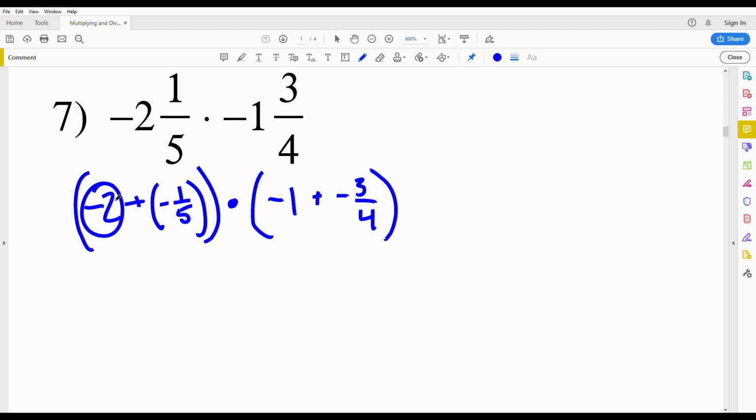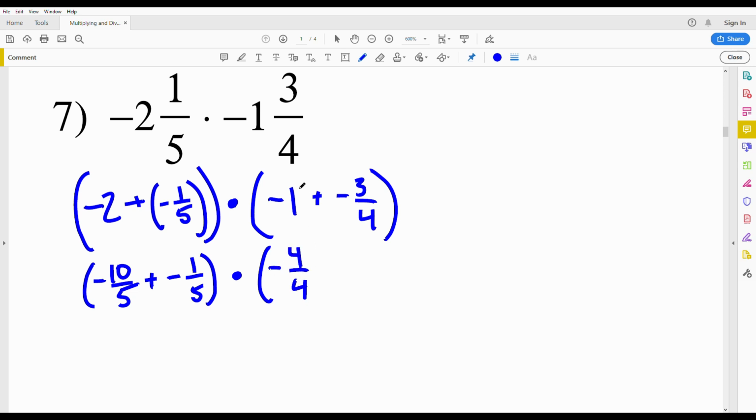So how do I get 2 with a denominator of 5? Well, what divided by 5 gives me 2? That's going to be 10. And this is a negative 10 over 5. And I'm going to add that to a negative 1/5. And this all gets multiplied by, what divided by 4 gives me 1? A negative 4. So if I do a negative 4 over 4, I get a negative 1. And I add that to a negative 3/4.